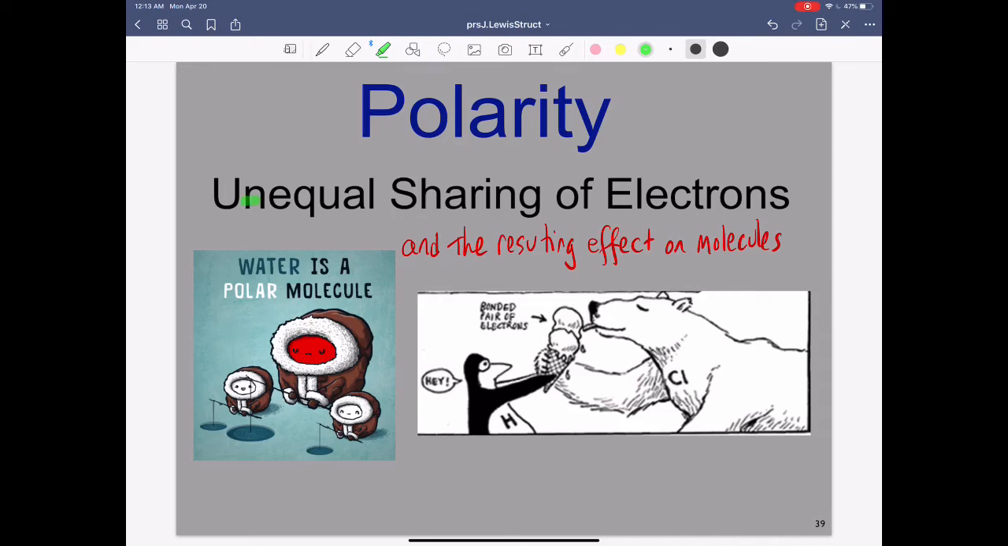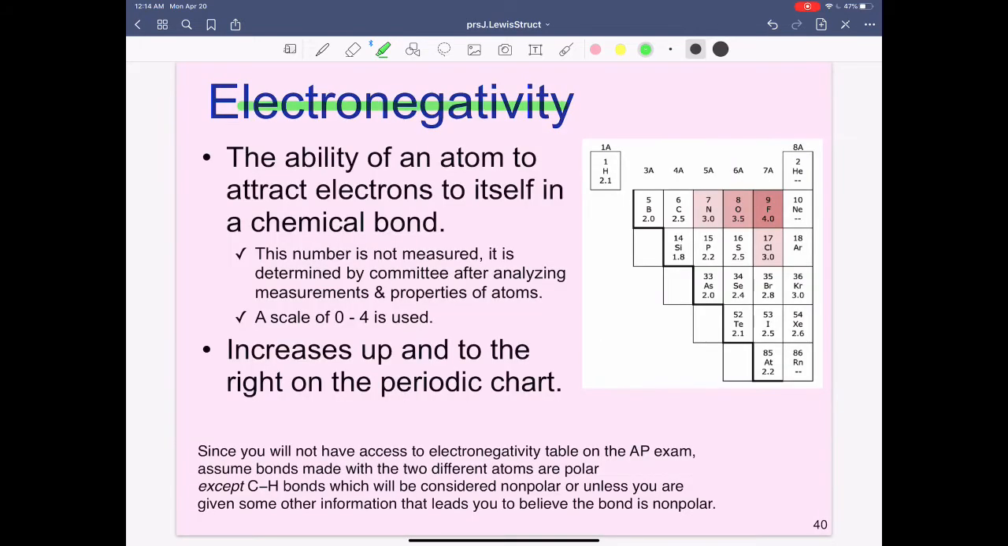Polarity is an unequal sharing of electrons. We care about this because we're going to concern ourselves with the resulting effect on molecules. Electronegativity is the ability of an atom to attract electrons when in a chemical bond. Notice that electronegativity increases up to the right, fluorine with the highest value.